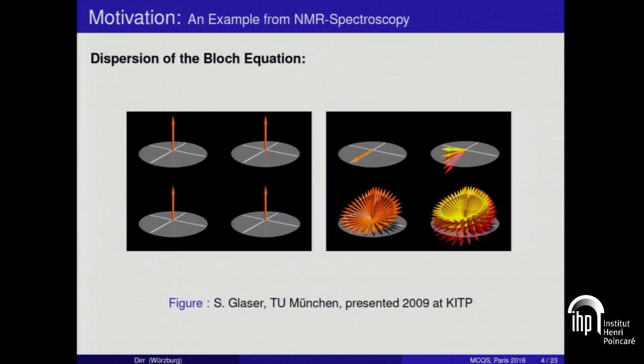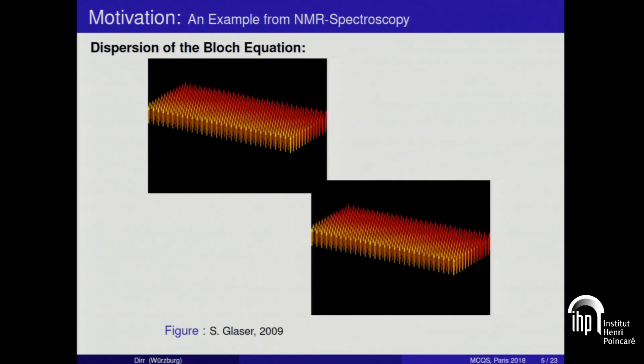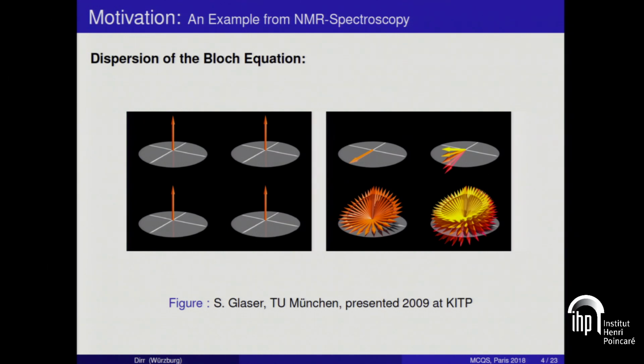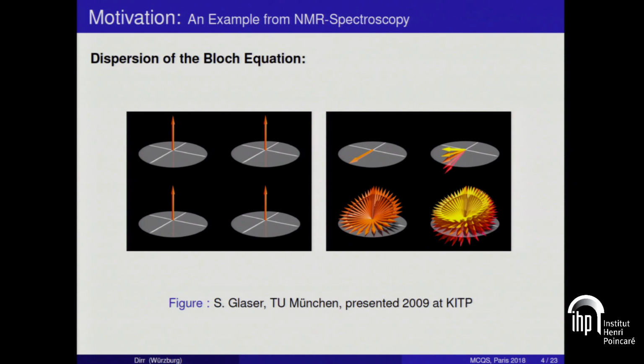So the brute force approach would be, let's compute. Here the control goes to the equator. This is what you want to achieve. And then a brute force approach would be to say, okay, let's compute the optimal control for your nominal system. The nominal system is the one with the parameter omega 0 and with epsilon equal to 1. And then you can see what happens here. Certainly the nominal system does the right job.